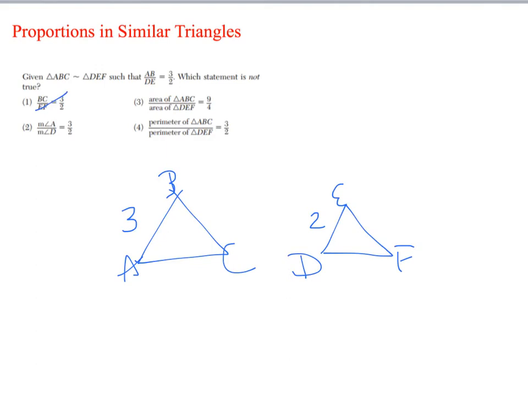The perimeter is just the sum of the sides, so that's also out. For choice 3, the area is correct, so if the ratio is 3 to 2, the ratio of the area has got to be 9 to 4. You square both pieces. Choice 2 is also the correct choice because the angles in similar triangles are equal, which means they're in a 1-to-1 ratio.